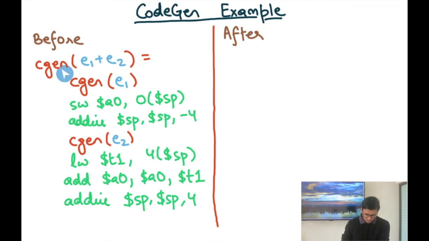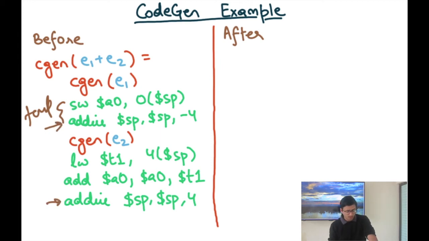Originally, before we used temporary pre-allocation, the cgen function for e1 plus e2 would look like the following. We would first do cgen e1, then we would push the value of e1 on the stack. And so this is exactly the temporary allocation, right? Then we would compute e2, and then finally we would load the value from the stack and pop the stack, right? So these are the extra instructions, popping and pushing, the ones that I'm pointing out with arrows.